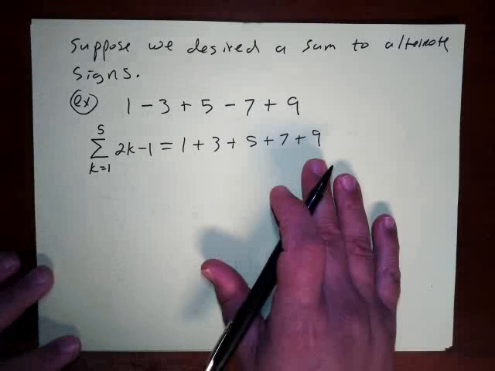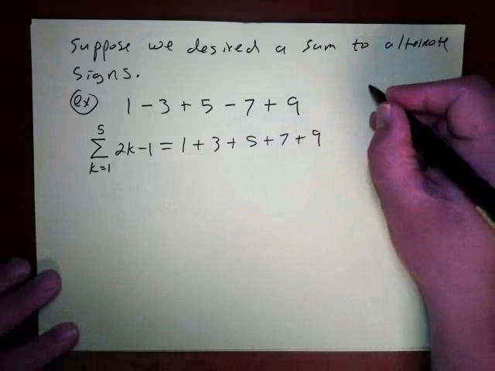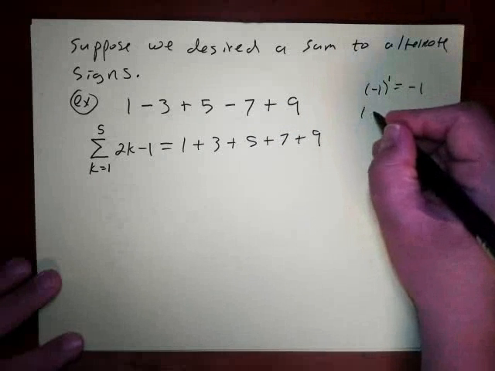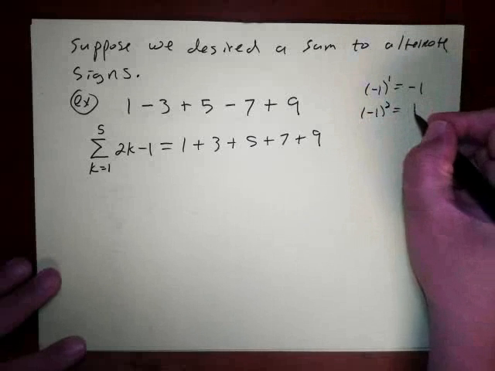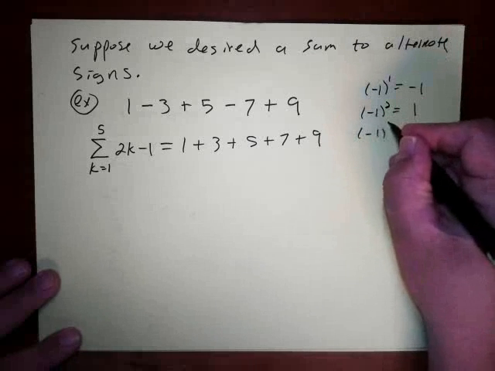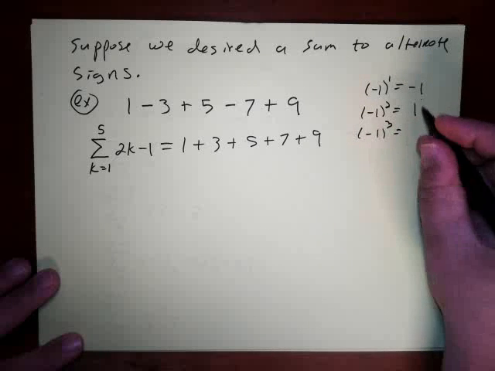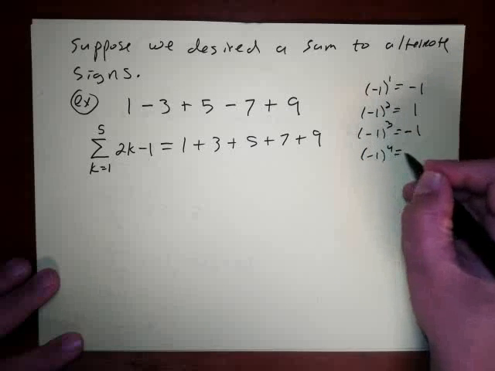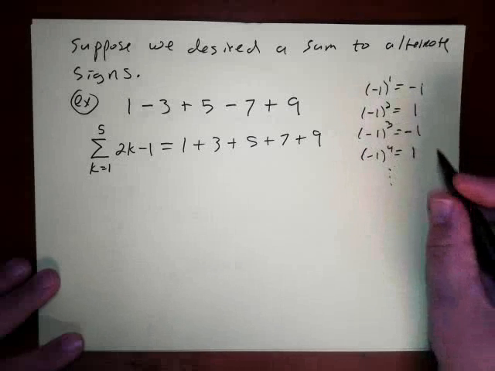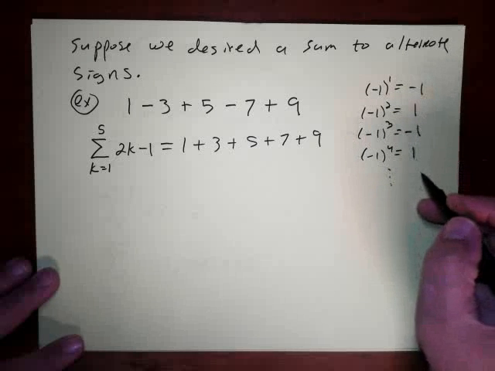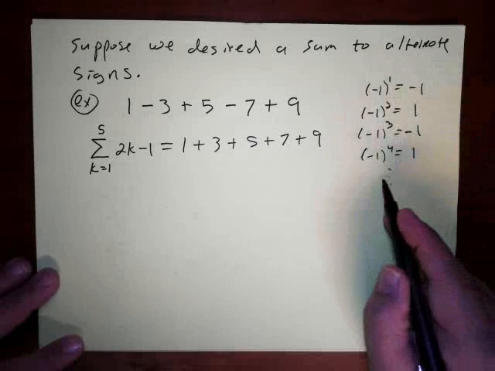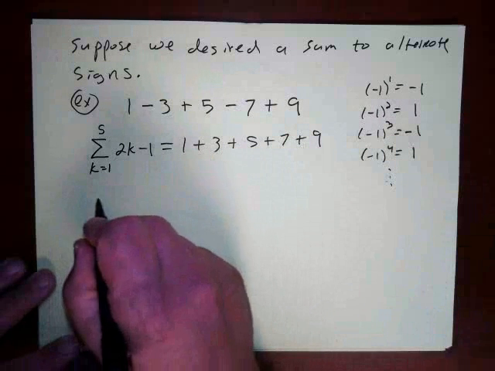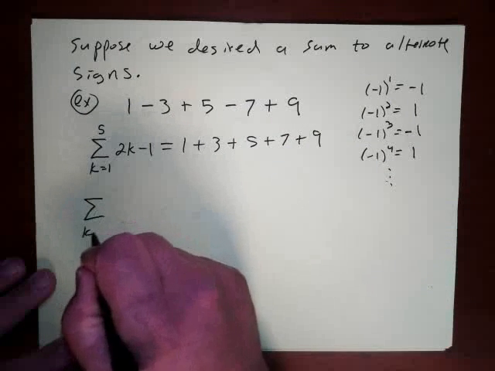Well, one thing is, if you take negative 1 to the first power, that would be negative 1. If you took negative 1 to the second power, that would be positive 1. If you took negative 1 to the third power, that would be negative 1. If you took negative 1 to the fourth power, that would be positive 1. And so you see, we can get the sign of negative 1 to alternate by taking negative 1 to a power.